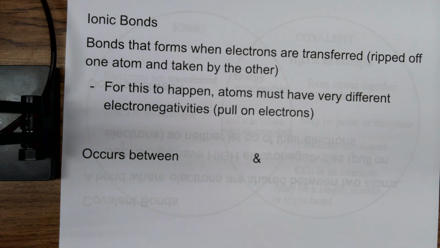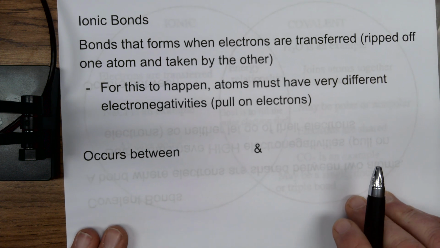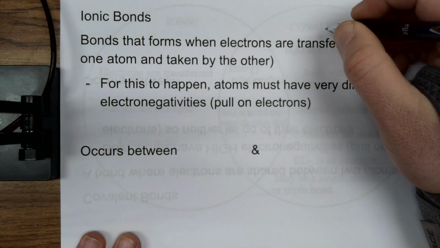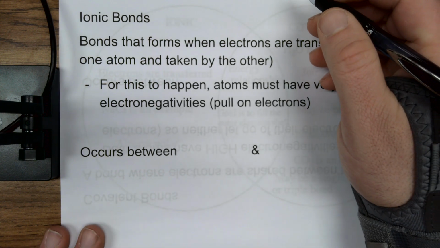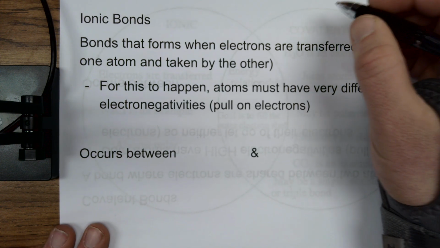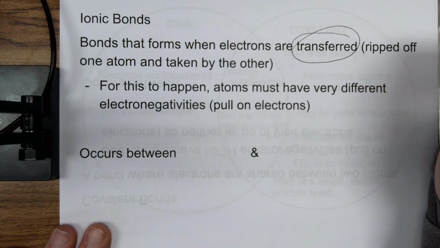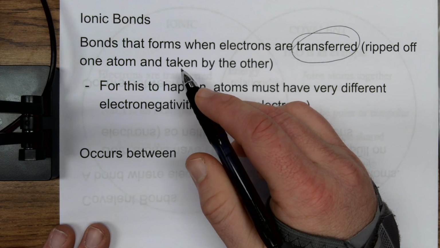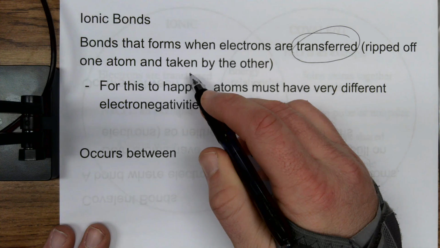This one, perfect. So, ionic bonds. Bonds that form between electrons when electrons are transferred. So, when you are talking to me about ionic bonds, this is a word I'm definitely going to be looking for. Transferred. What does that mean? It means that somebody's ripping off an electron from somebody else.